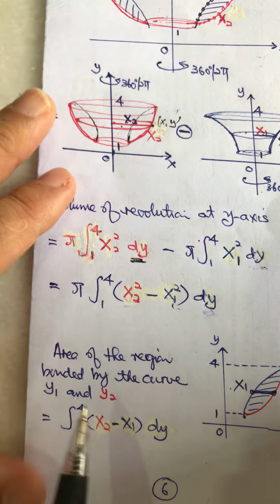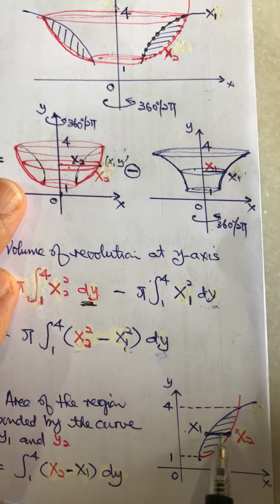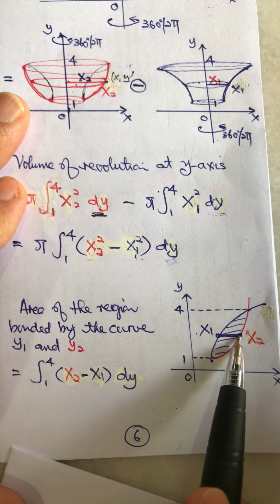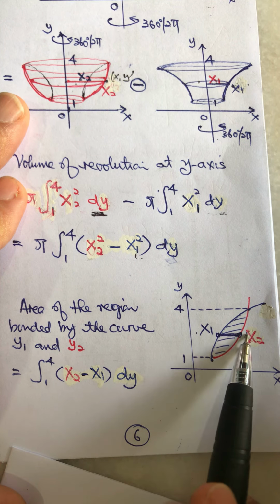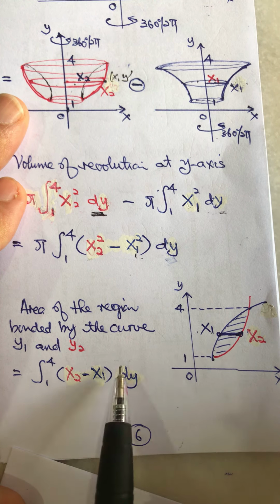So you see, when I want to find the area of this region, this one will be x2. So the length will be x2 minus x1, and then the thickness, or the height, will be dy.